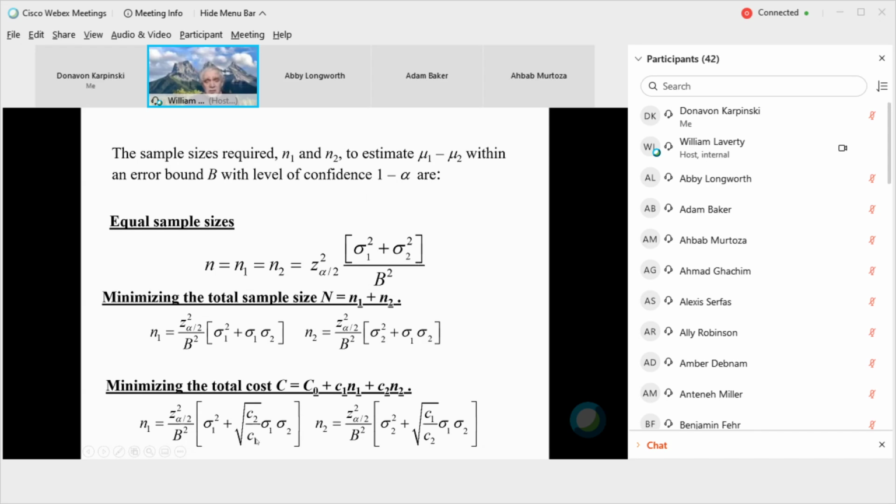If C2 is much greater than C1, that will make N1 larger than this quantity here. If sigma 1 squared is greater than sigma 2 squared, N1 will be larger than N2.